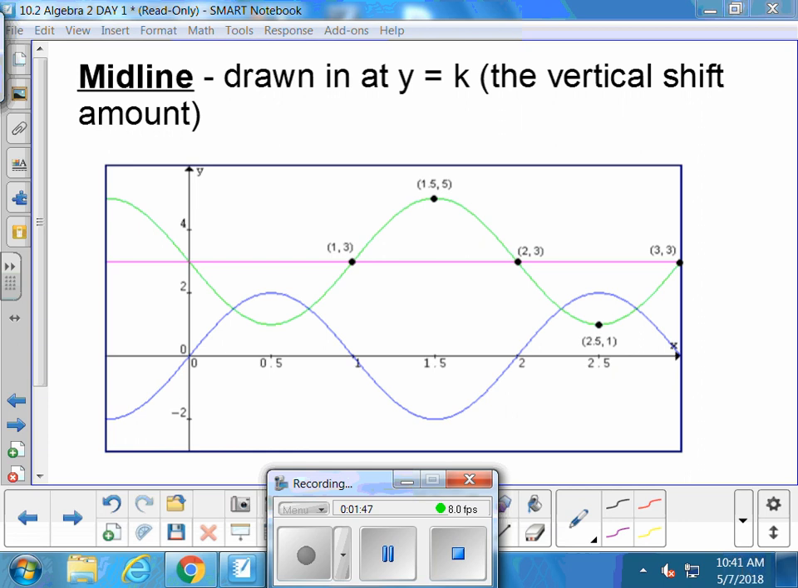All right, let's talk about what a word midline means. A midline is an optional thing that you can draw in. It will help you kind of keep everything aligned. But it basically is drawn in at y equals k, and k is your vertical shift amount.